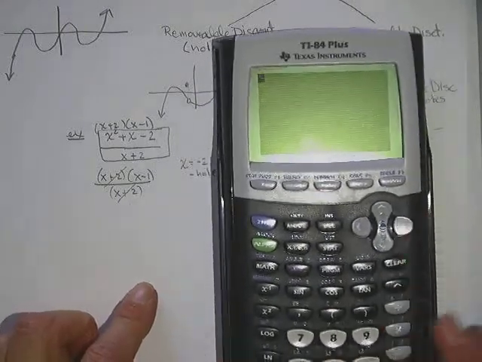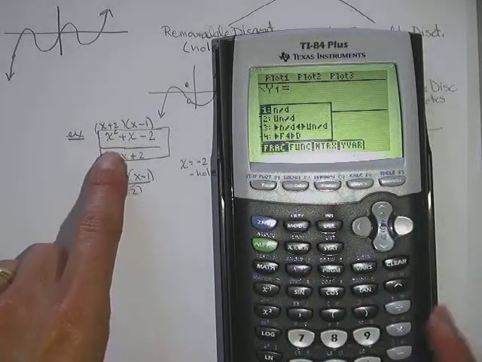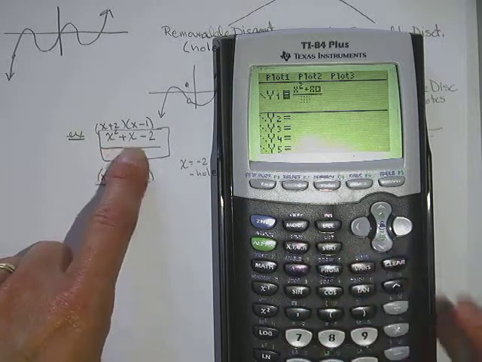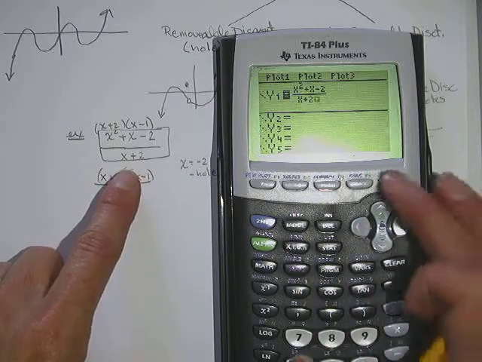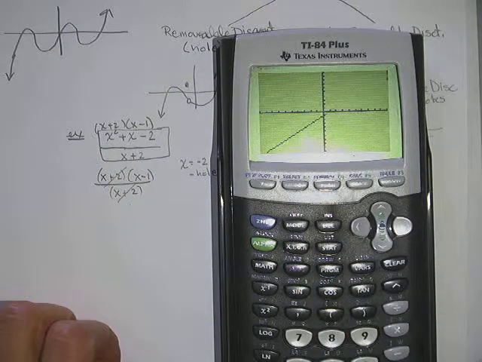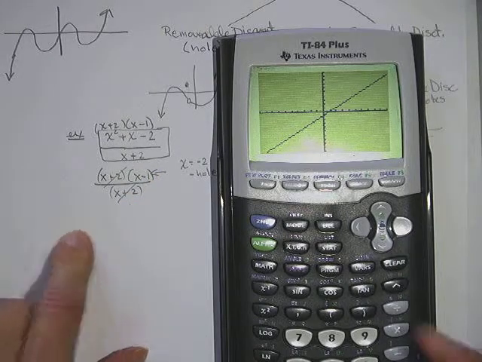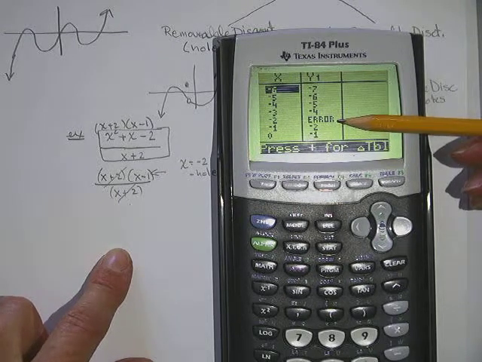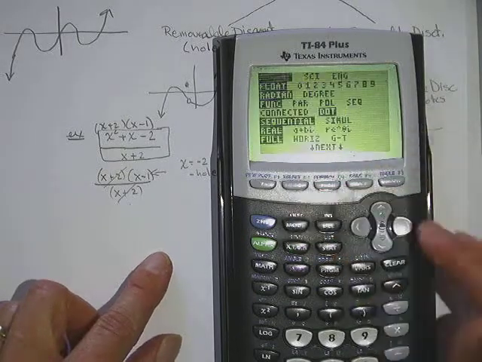If you graph this function right here, and I'm going to graph it on my calculator, okay? I type in x squared plus x minus 2, and then down below we have x plus 2. And I graph this function. It looks like a straight line, does it not? It looks pretty dang straight to me. It looks like this right there, which is x minus 1.